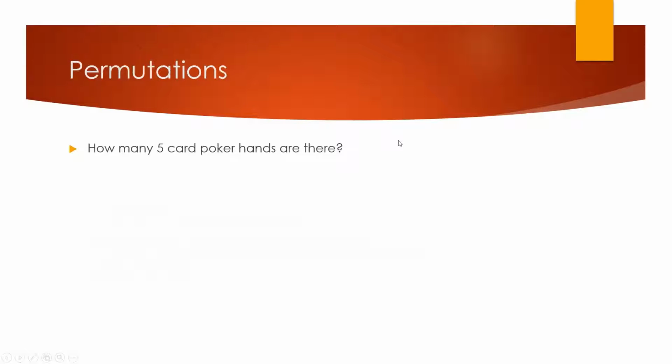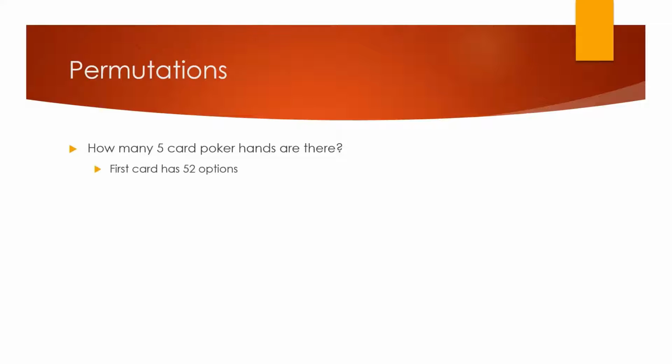So let's start by considering a pretty basic example. We might want to know how many 5-card poker hands there are. If we're dealing out a poker hand of 5 cards, how likely are you to get a certain hand? To know how likely you are to get a certain hand, you need to know how many options there are. So what would happen? Well, if you have a 52-card deck, the first time you get dealt a card, you have 52 different options to choose from. You have 52 options for your first card.